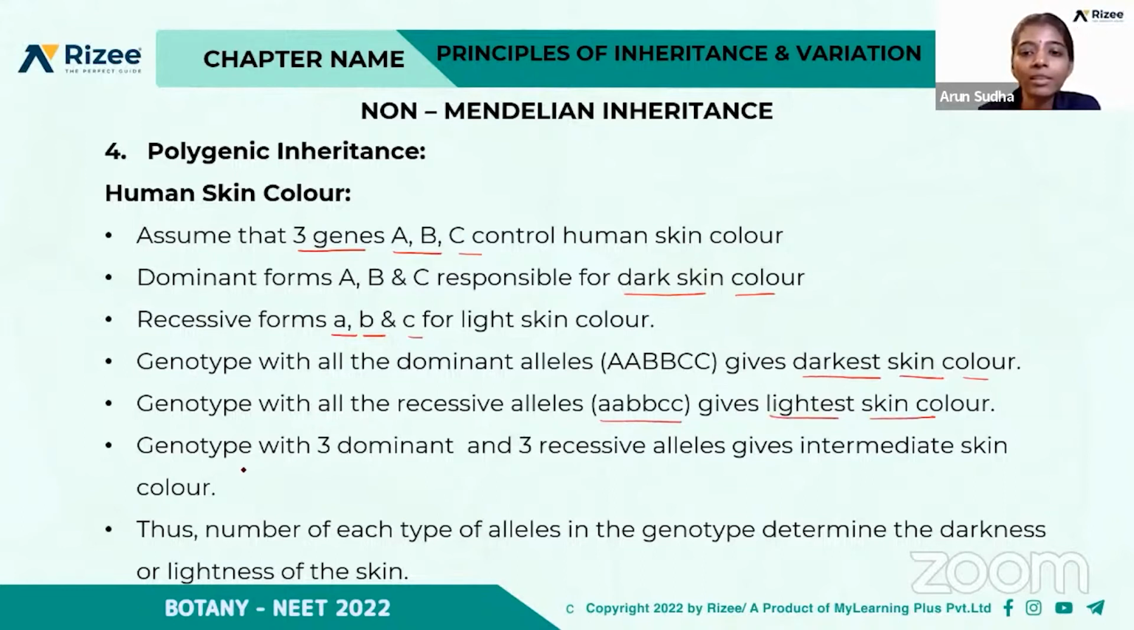So among these 6 alleles, if 3 dominant and 3 recessive alleles are present, it gives intermediate skin colors. So all these are additive, that is, by the addition of the individual effect of these alleles, based on how many dominant and how many recessive alleles are present. In this, the number of each type of allele in the genotype determines the darkness or the lightness of the skin. So this is called polygenic inheritance.